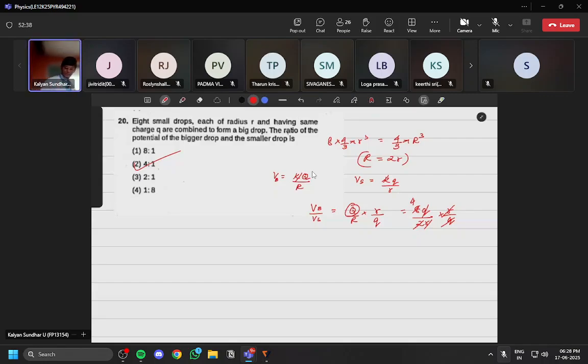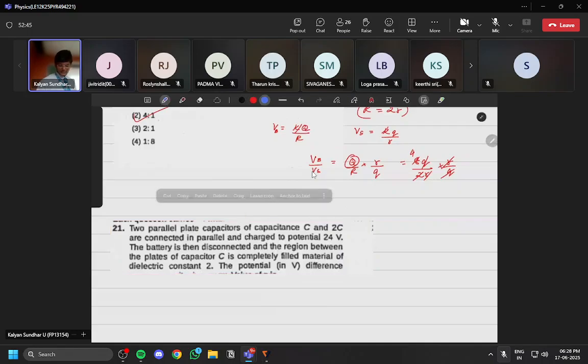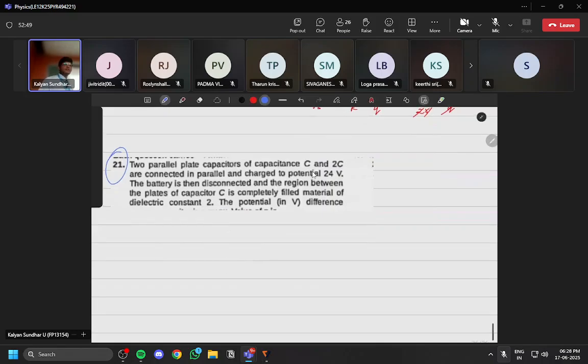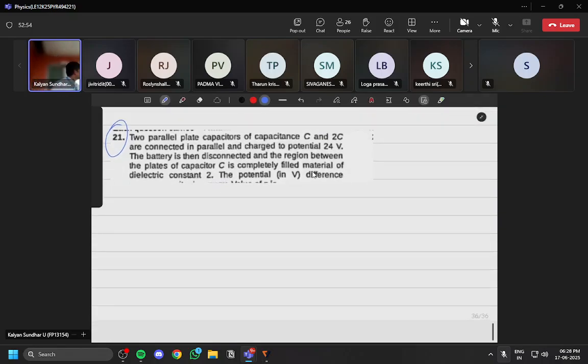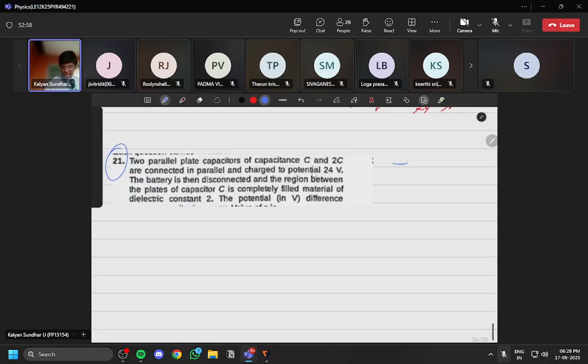So yes, this is all about the objective type. Next comes numerical. Here also many of them made more errors. 21. The concept is the same as that of common potential. Now here we are told that two parallel plates C and 2C are connected to a potential of 24 volt. So this is C, this is 2C. Now they have been connected to a common potential of 24 volt. Now the battery is then disconnected.